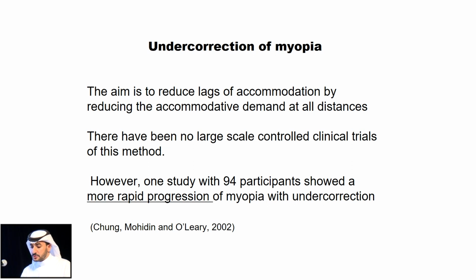So the aim is to reduce the lack of accommodation by reducing the accommodation demand at all distances. So the child will not have any lack of accommodation during near work, as he is already having +0.5 during the near task. So we will exclude the effect of lack of accommodation by prescribing less spherical correction for distance and near. But there is no agreement between studies about the effectiveness of these methods. And one study found that 94% of participants showed more rapid progression of myopia.